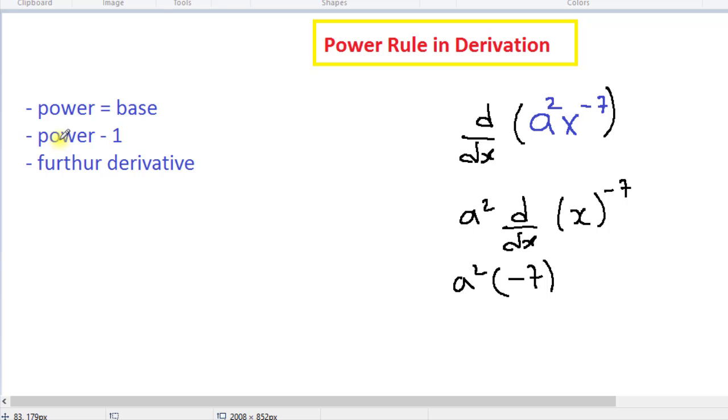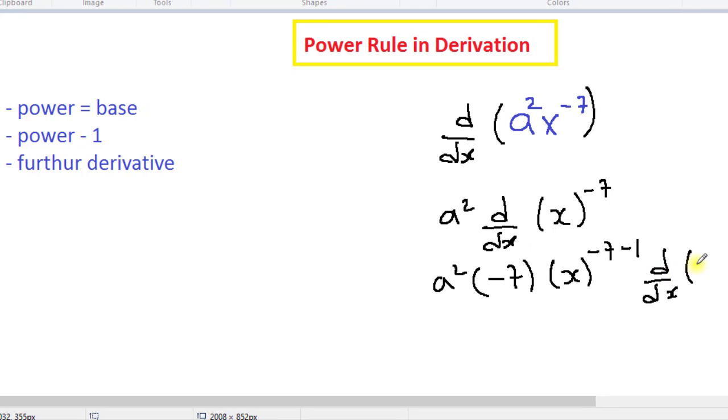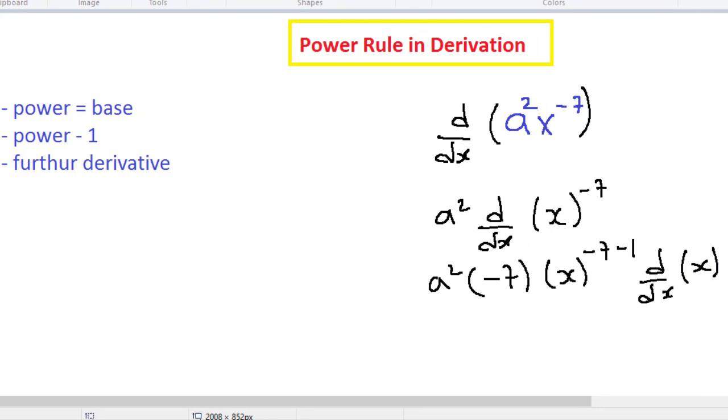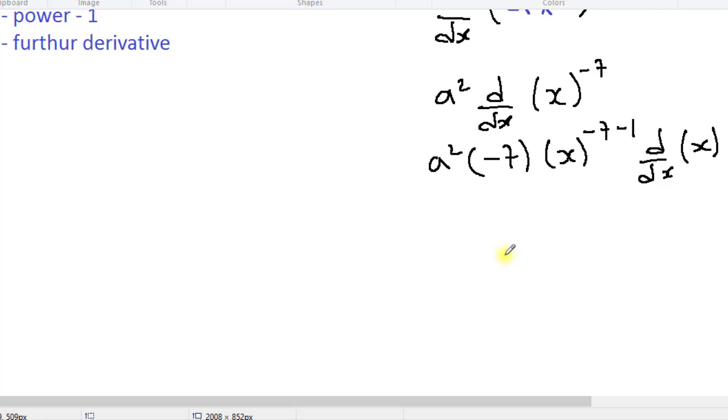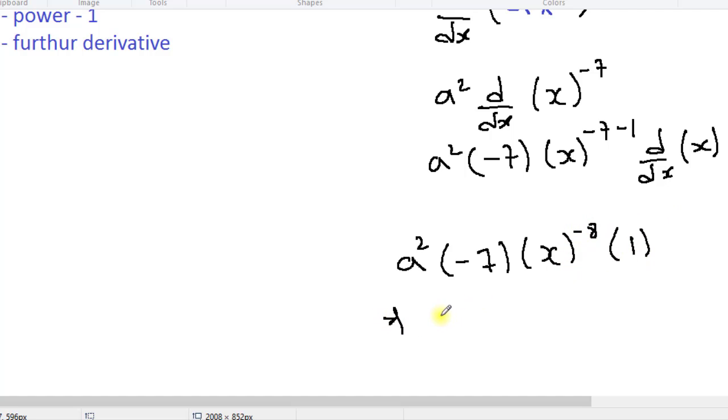Next step is subtract 1 from the power. So we have written x as it is, minus 7 and minus 1. And next is take further derivative of what's inside this power. Okay, so we are taking the further derivative and it's x, so we write x here as it is. You got it? Okay, next we will just simplify it. Minus 7 minus 1 becomes minus 8 and the derivative of x is 1. So finally it becomes minus 7 a square x power minus 8, and it is your answer.